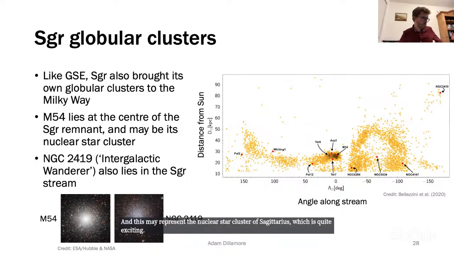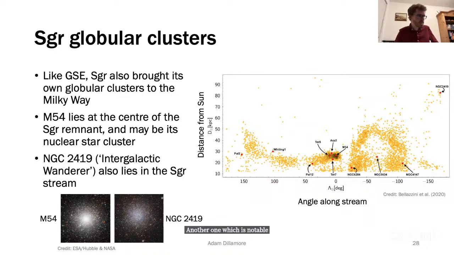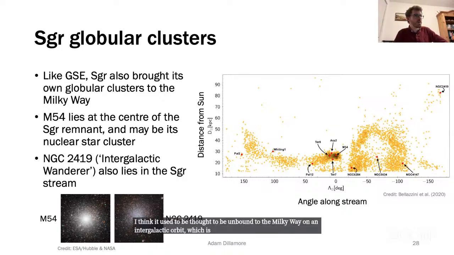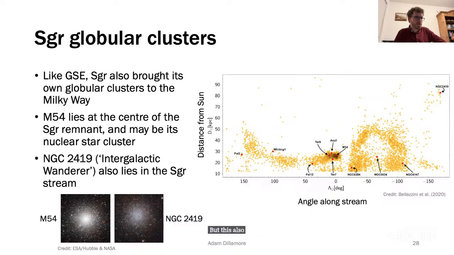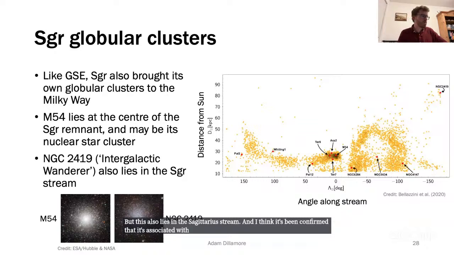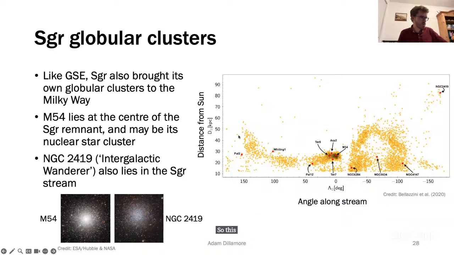Another one which is notable is NGC 2419, which I think used to be thought to be unbound to the Milky Way, on an intergalactic orbit, which is why it's called the Intergalactic Wanderer. But this also lies in the Sagittarius stream, and I think it's been confirmed that it is associated with Sagittarius as well. This figure here shows, on the x-axis, the angle along the stream, like a longitude coordinate along the stream.